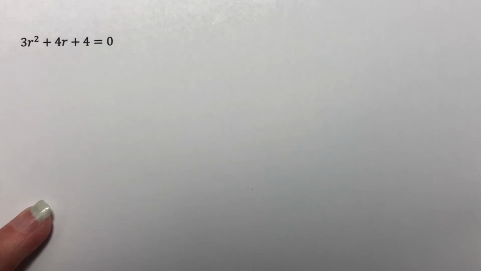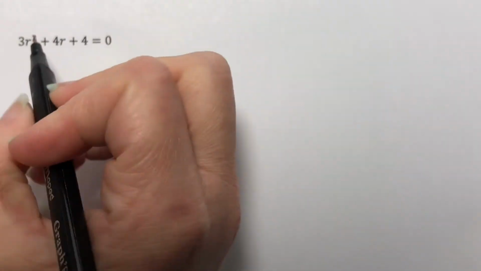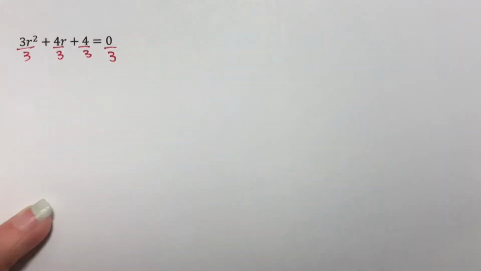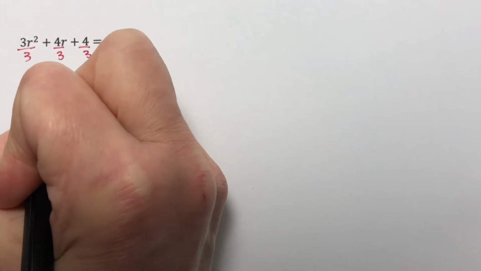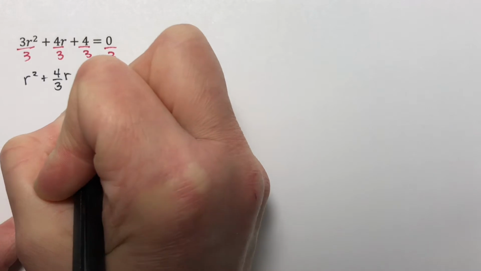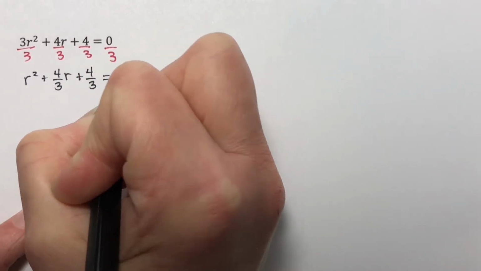This is part 3 of 9.1. We are going to solve this last equation by completing the square. And the first thing we have to do when completing the square is to divide everything by a. So I need to divide everything here by 3. That gives me r squared plus 4/3 r plus 4/3 is equal to 0.